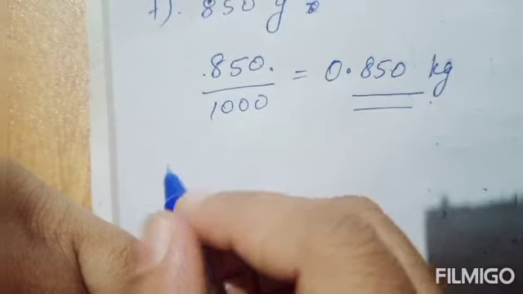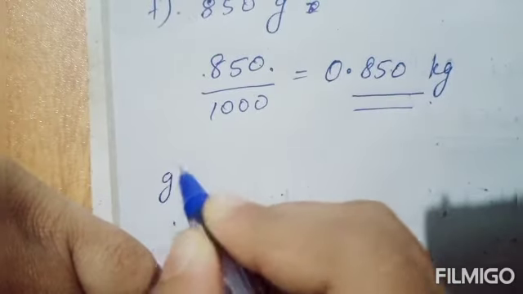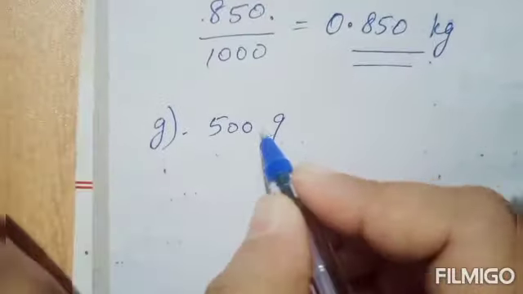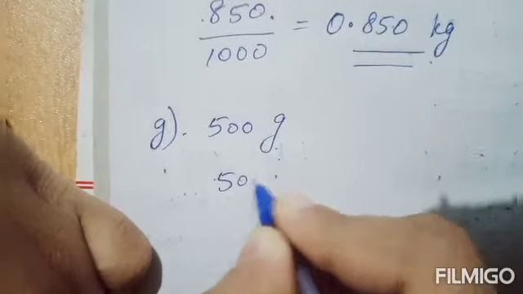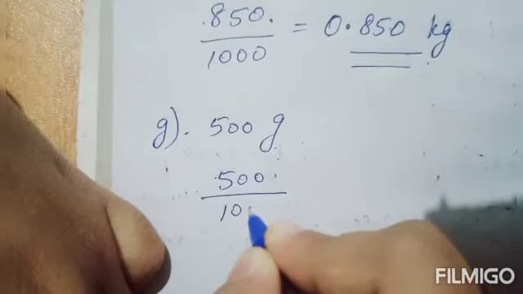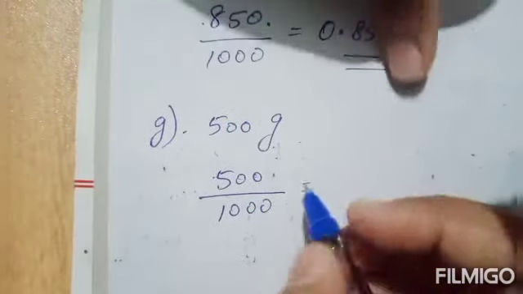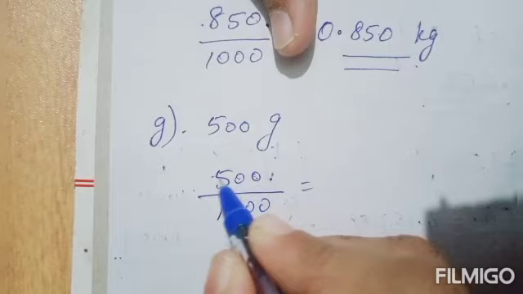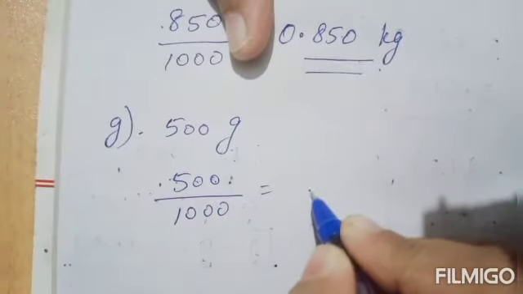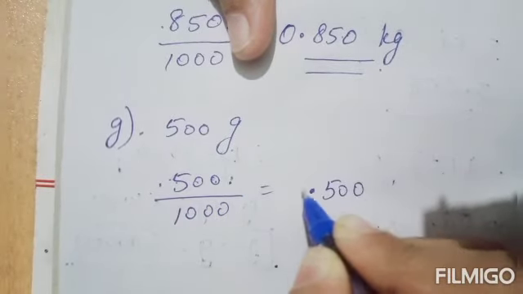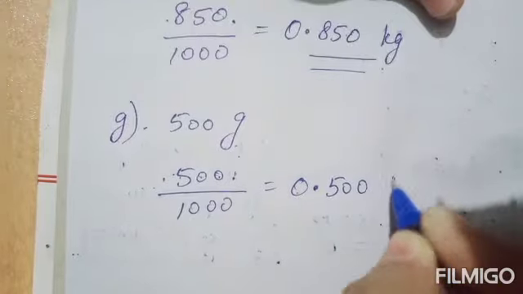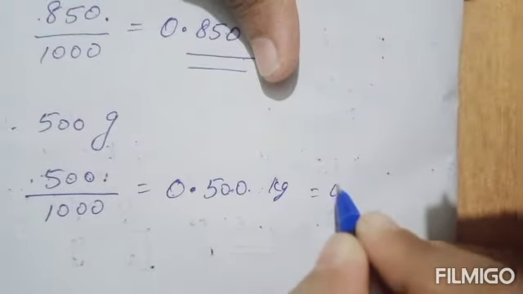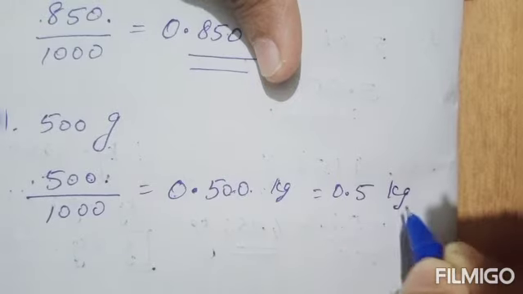Next in that G, 500 gram. So converting gram to kilogram, divide by 1000. 500 by 1000. What you will get? Decimal point will move 3 places to the left. So 1, 2, 3 here. Okay. So 0.500. That means 0.500 kilogram. But these two zeros have no values. So you can just write 0.5 kilogram.